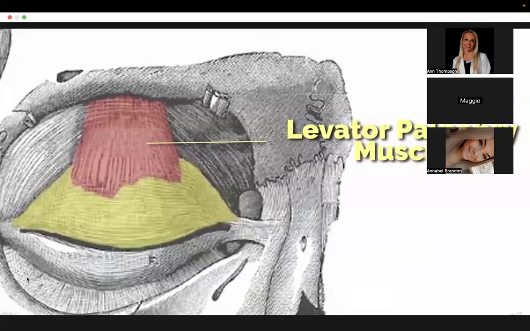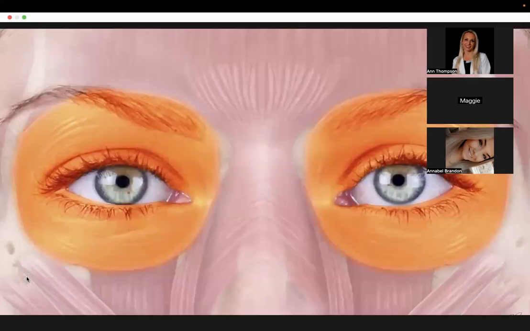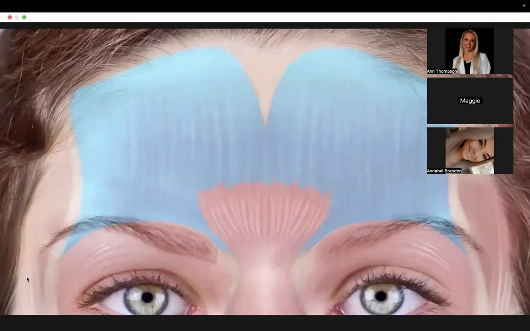So I hope that's helped you understand in more detail the 3 important muscles, particularly with respect to eyelid drops. So we've got the levator palpebrae muscle, the orbicularis oculi muscle, and the frontalis muscle. And if you take away anything from this, it's the 3-dimensional injection depth that matters most in terms of safe injecting around the eye.